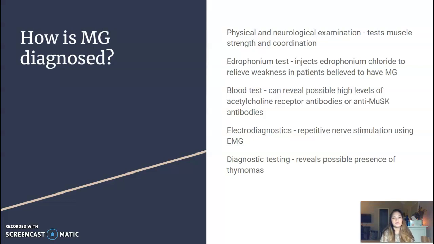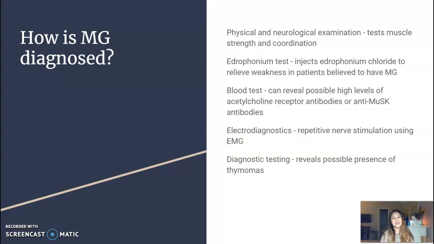There's also a blood test that can reveal possible high levels of acetylcholine receptor antibodies or anti-MuSK antibodies. However, this isn't a definitive blood test, so it kind of has to be backed up by something else, but it can be a good starting point. Electrodiagnostics is the most promising of all diagnoses. It discusses repetitive nerve stimulation using an electromyogram. So it tests the strength of the neuromuscular junctions and the synapse formations, which is the most essential step in muscle contractions.